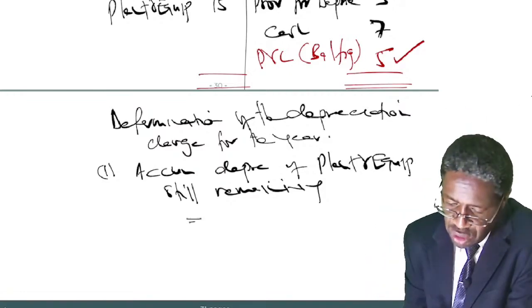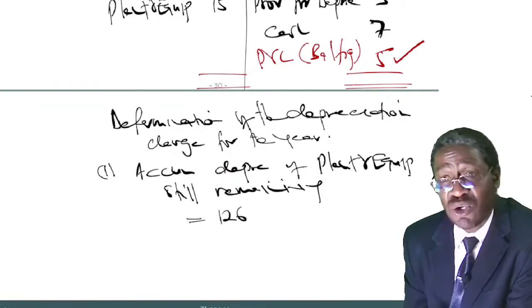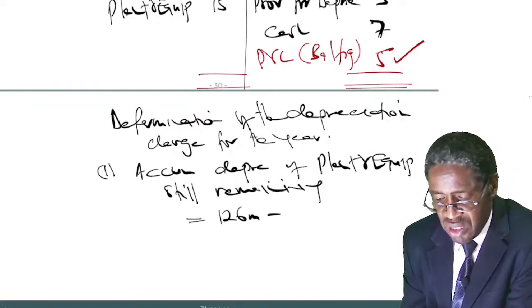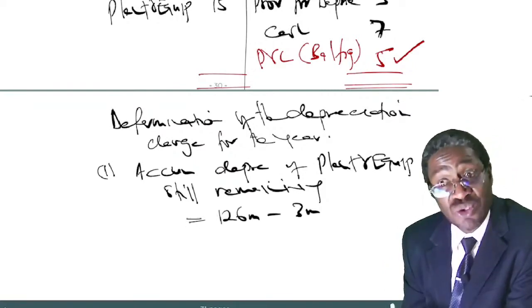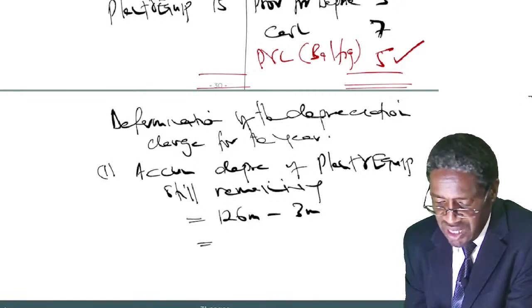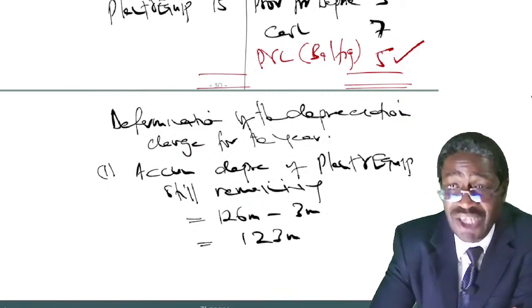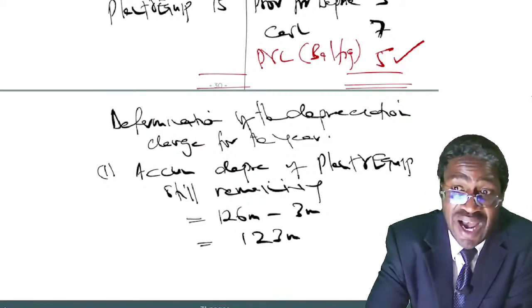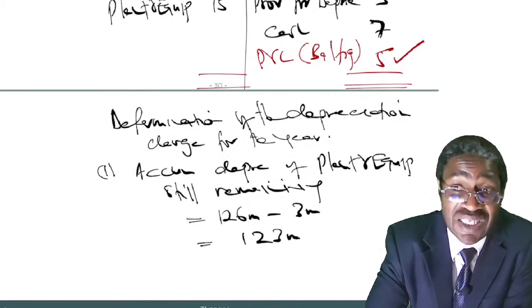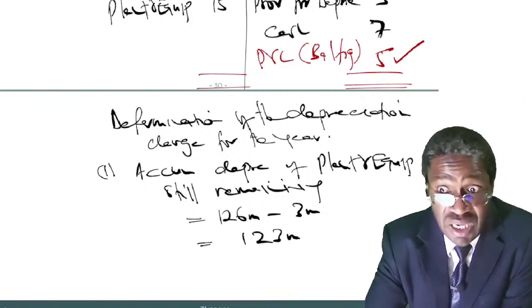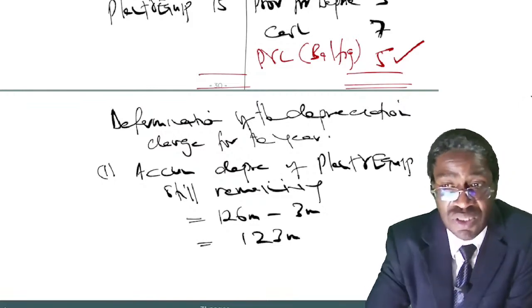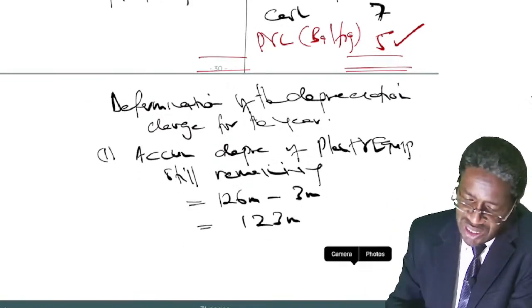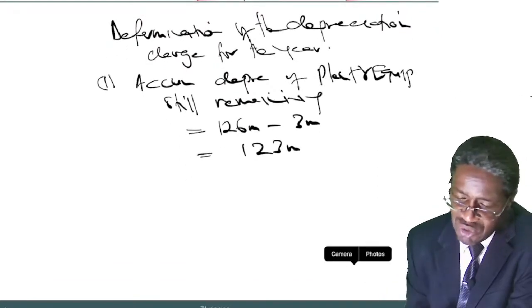I've told you all of them had an accumulated depreciation of 126 million. I removed 3 million for the one sold. That we have agreed is 123 million. So 123 million is the accumulated depreciation of the assets that are still remaining. Okay, good. After I'm through with that, now I come to number 2.